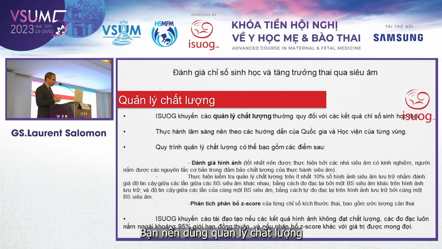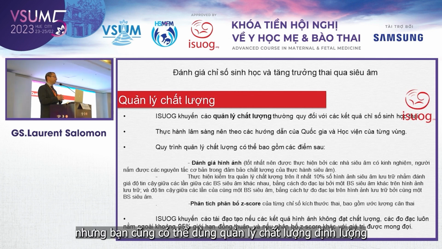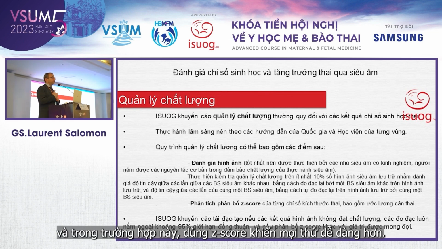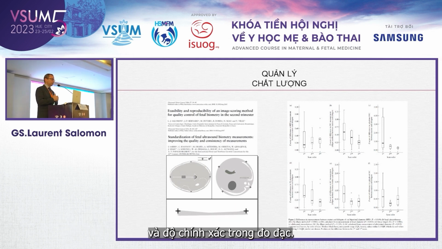You should use quality control to assess the quality of your images. So you can use either qualitative quality control, which is based on criteria on your images, but you can also use quantitative quality control that is based on the analysis of the distribution of your measurements. And for this, using Z-score makes things much easier. It has been proven that quality control improves the quality of your examination and the precision of your measurements.